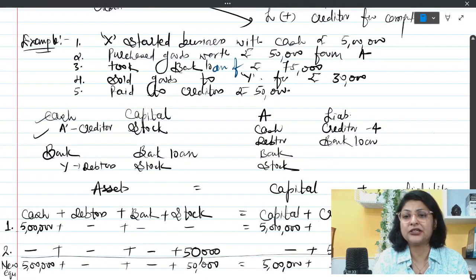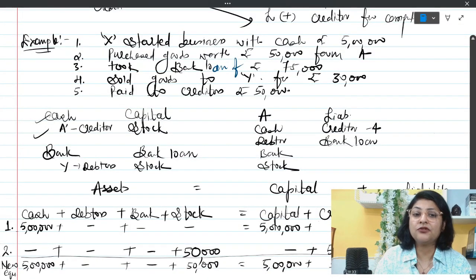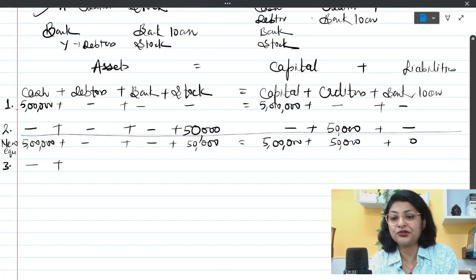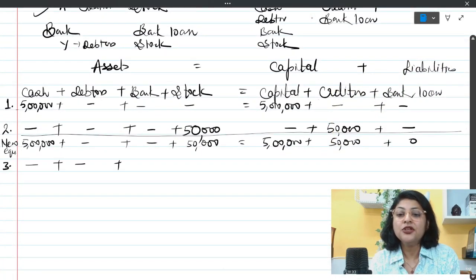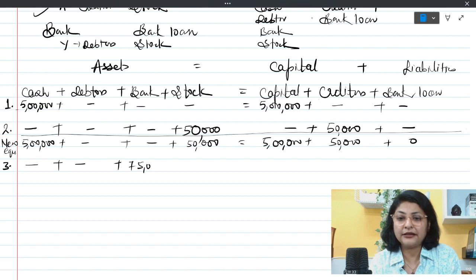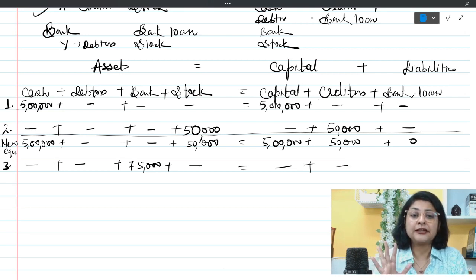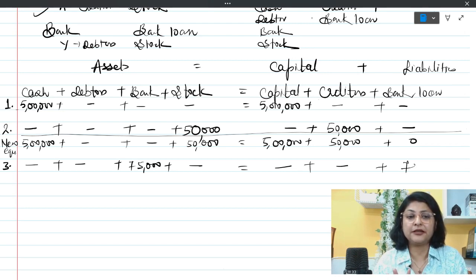The next transaction is: took bank loan of rupees 75,000. So whenever we are taking a bank loan, it should be added in the bank account. So 75,000 will be added to bank, and the rest of the assets will remain unaffected. Your capital is going to be unaffected. Creditors are also going to be unaffected, but 75,000 will be added to your liability, which is bank loan.